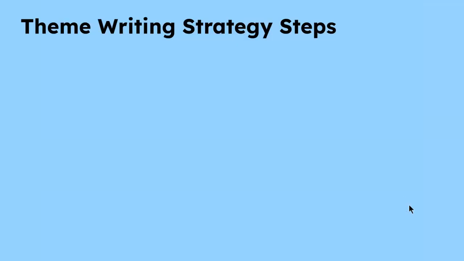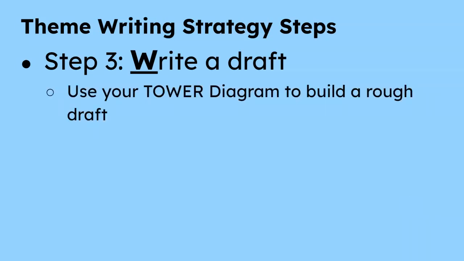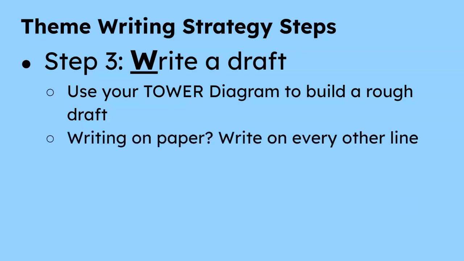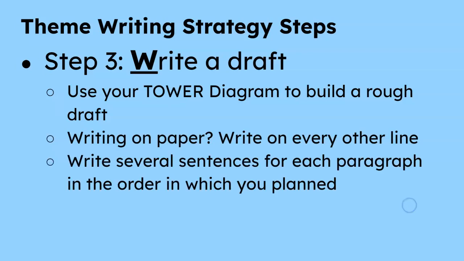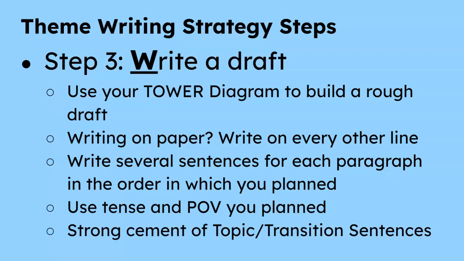Once you have a tower diagram filled out, you need to do the third step, which is write a draft. In this step, you'll use your blueprint or the tower diagram to help you build a rough draft of your theme. You will take care to write on every other line if you're writing on paper, so you'll be able to edit it later. You will also take care to write several sentences for each paragraph in the order in which you plan to write them, and make sure you use the tense and point of view that you planned. Finally, you will take care to put strong cement or topic and transition sentences in between the paragraphs.